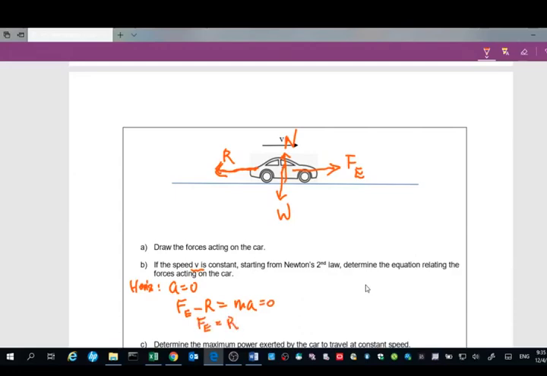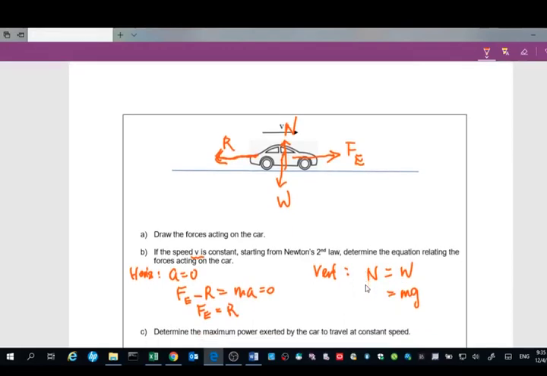Okay. In the vertical direction, of course, N will always be equal to W in magnitude, and W is equal to mg. So there's no motion in the vertical direction. There's nothing interesting happening there in the vertical direction.